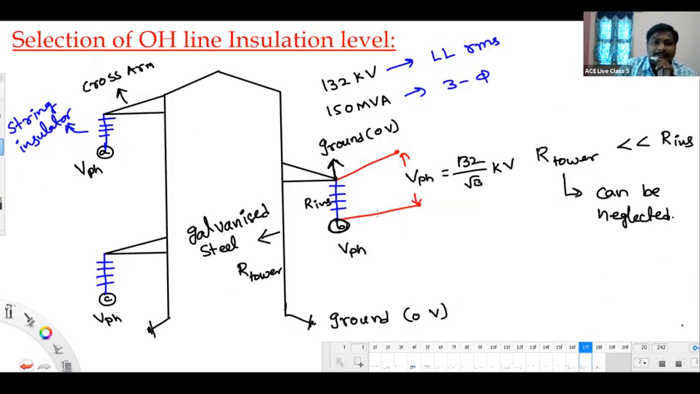Tell me, you have 3 insulators, right? Phase A to tower, phase B to tower, phase C to tower. Total 3 insulators. How are these 3 insulators connected? Anybody? Vishnu Ajit, kindly listen to what I am saying. How are these 3 insulators connected? Is it in star? Definitely.